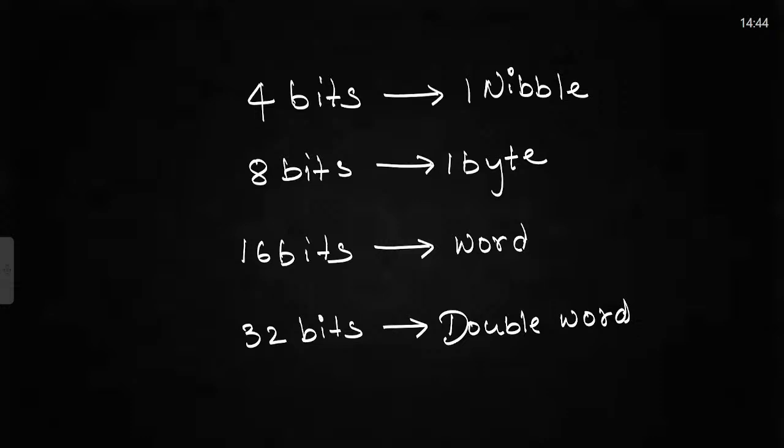So these are the terminologies that we will come across in binary number system. So we have understood the binary to decimal conversion. Now let us try to understand decimal to binary conversion. So here we will learn decimal to binary.